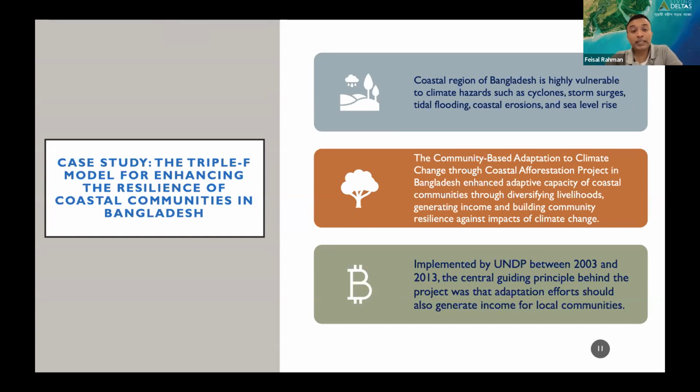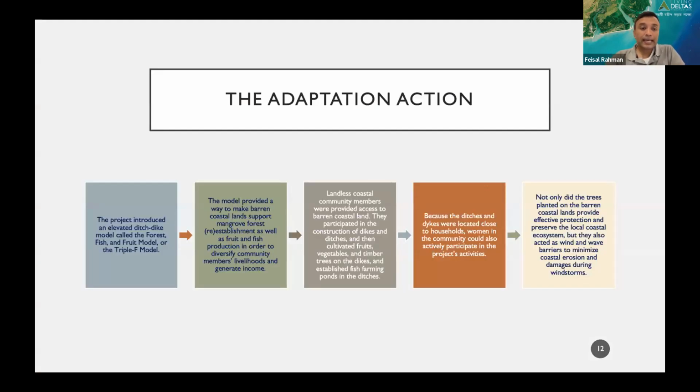And the central guiding principle behind the project was that adaptation efforts should not only be designed to address community risk from climate change, but also should provide opportunities to generate income for local communities. The adaptation action for this particular project was that the project introduced an elevated ditch and dike model called the forest, fish, and fruit model. And that's why it's called the FFF model.